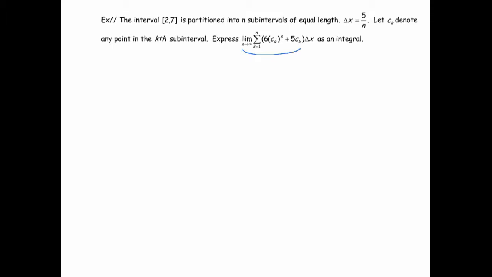we know that the limit of the sum turns into the integral symbol, and a lot of these subscripts, like the k and the n, are not really used in our integral notation. What is used are the beginning and ending values on our interval, so that we're finding the sum on the interval 2 to 7. The delta x turns into a dx. And then the question is, what function are we actually evaluating these x values with? You can see that the c sub k's are being plugged into what looks like 6x cubed plus 5x.